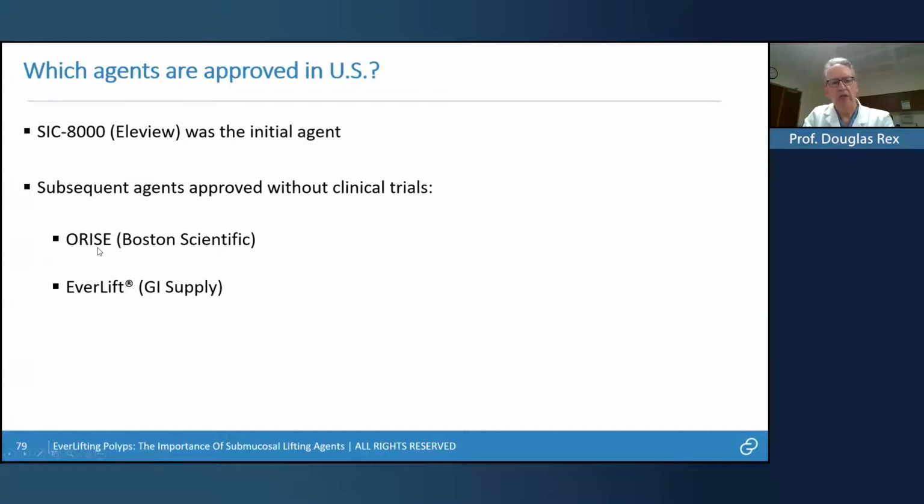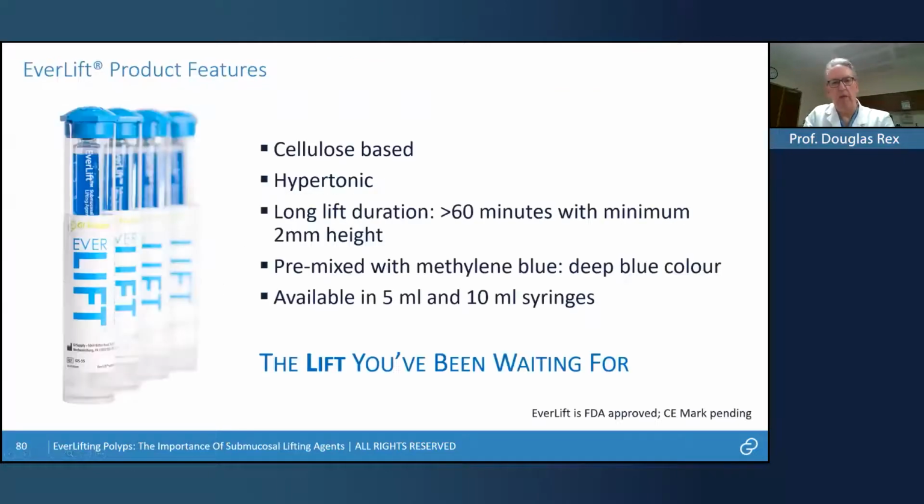Some of the newer agents, ORISE from Boston Scientific, and then EverLift, have not really been studied in randomized trials. This is the new agent, EverLift, and it is a cellulose-based agent. It's hypertonic. It has a good lift duration. In general, I think we can expect that these commercial agents are going to create a mound that is larger and firmer and has less of a tendency to spread out than saline does.